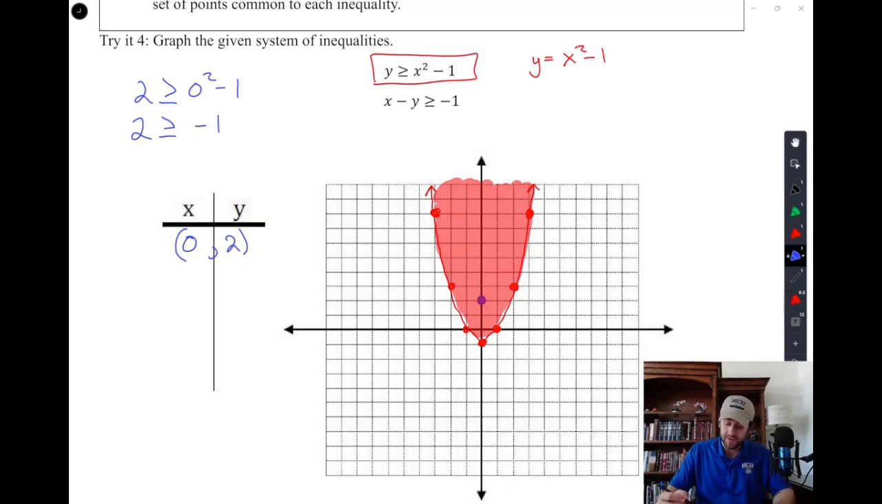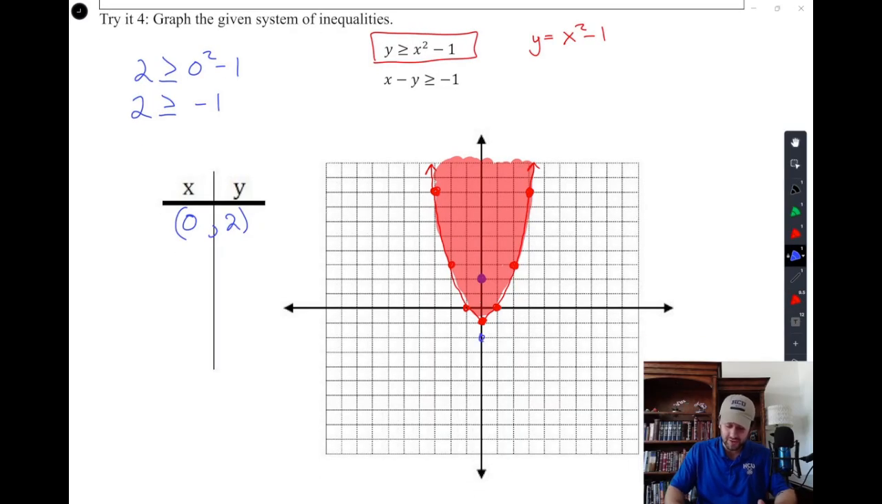I'm going to check another point outside of it just to be safe. So let's try 0 comma negative 2. So this one was a solution, 0 comma negative 2. The only thing that would change would be that negative out there. And is that true? Is negative 2 greater than negative 1? No. And so I'm not going to highlight that region.